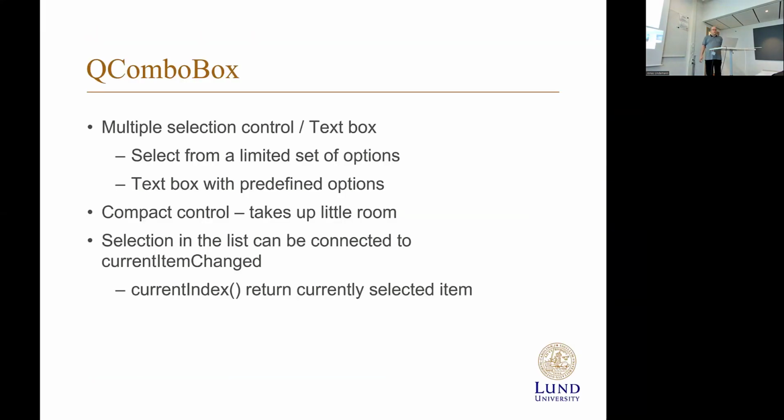Combo box is a multiple selection control. You can provide a set of limited options. If you click on the selection box, it will drop down a menu where you can select. It's a compact control, takes up little room, and the selection is connected to the current item changed signal. Current item index returns the currently selected item.